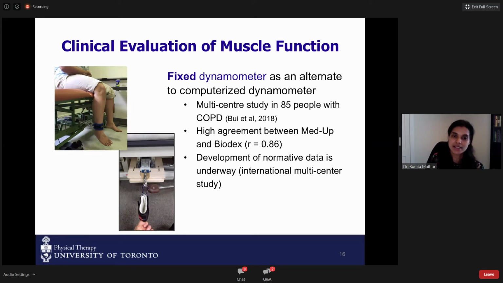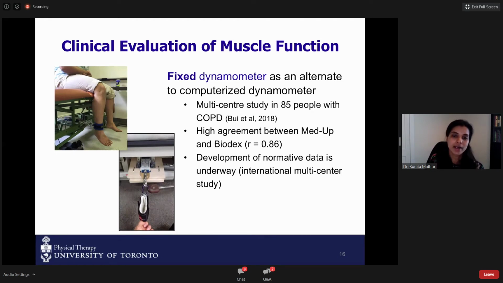The test takes less than 10 minutes to perform, and we've done a multi-center study in people with chronic obstructive pulmonary disease to show that the protocol is quite feasible. There's high agreement between this MedUp device and our gold standard Biodex.